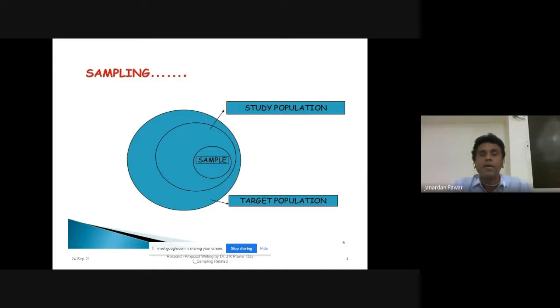Then go for sampling. If you are able to decide your study population, definitely you will be able to decide your sample size. Because when you write your title, you restrict your study up to certain population, up to certain areas. For example, with reference to Pune district, with reference to Pune city, with reference to primary school, with reference to Maharashtra, with reference to India, like this. When you write like that, it shows your targeted population, your study population, and your sample size. And if you do so, you'll be able to determine your sample size. So by looking at this picture, you'll be able to understand what is targeted population, what is study population, what is sample size and all. So this way it will be done.